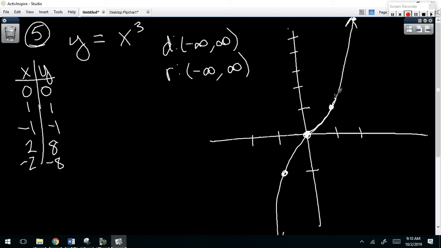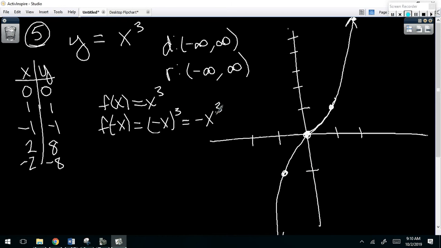Does it show symmetry? What kind? Oh, I hear both. Let's see. If f of x is x cubed, then f of negative x is negative x cubed. So it's an odd function. Exactly opposite is odd. The exponent, yes, yes.